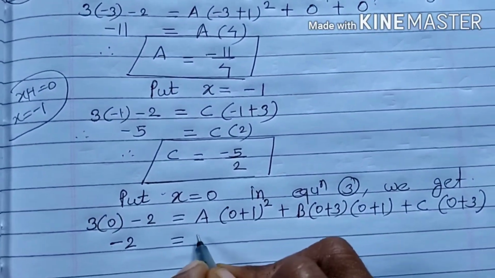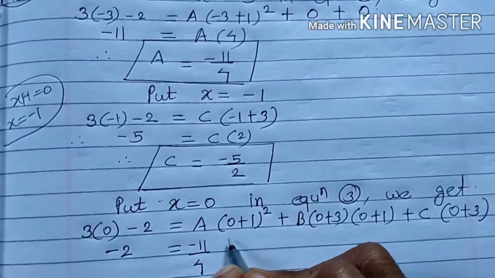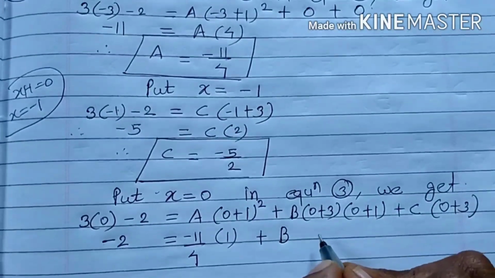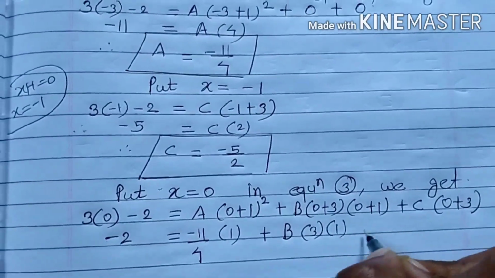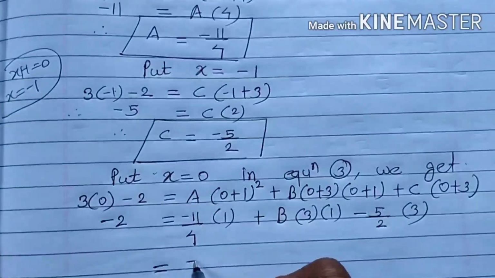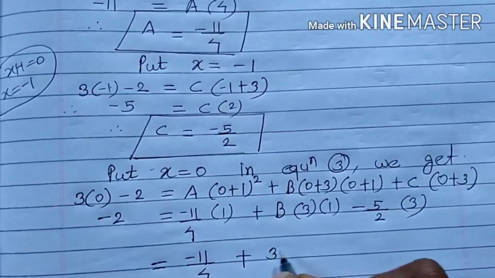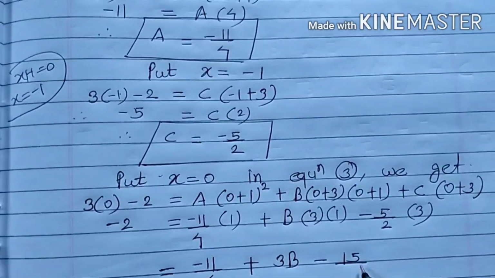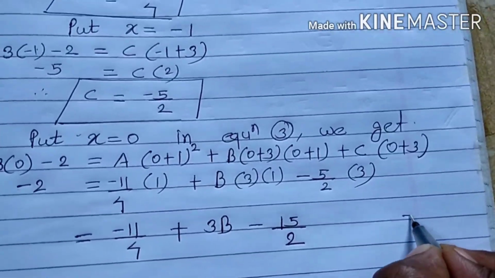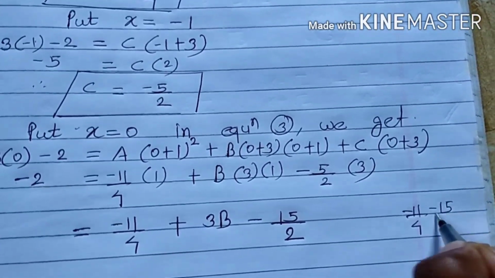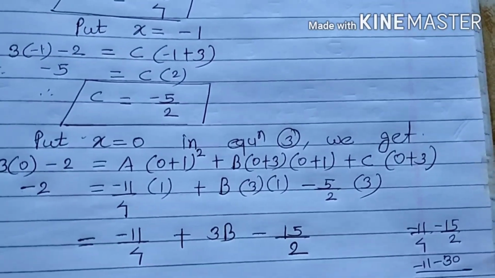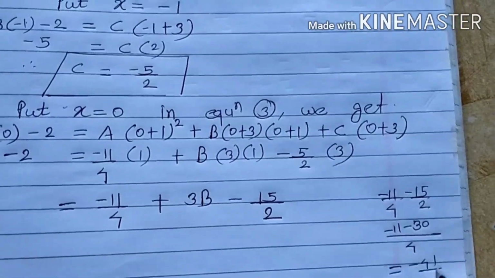Minus 2. Value of a is minus 11 upon 4. 1 square is 1, so here 1 plus the value of b is not found. Times 3 into 1. Value of c is minus 5 by 2 into 3. So it is like that: minus 11 by 4 plus 3b minus 15 upon 2. Now you can calculate here: minus 11 by 4 minus 15 upon 2, so it is minus 11 minus 30 upon 4, which is minus 41 upon 4.